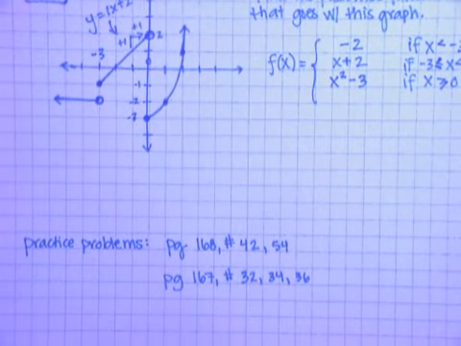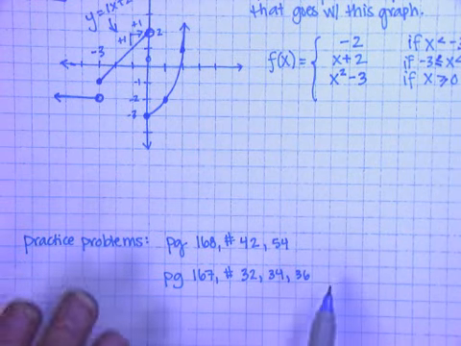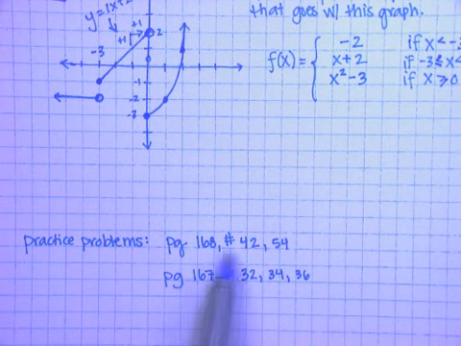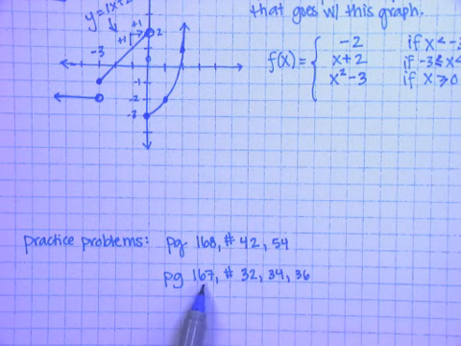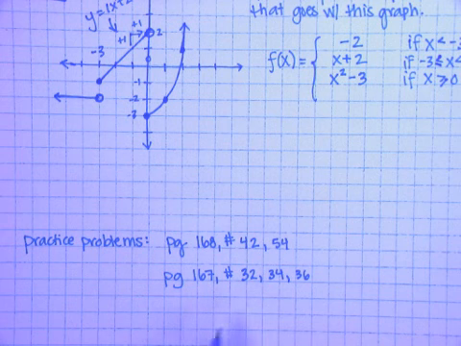All right, guys, for practice problems tonight, would you please, on this set of notes, do page 168, number 42, and number 54, and then do page 167, number 32, 34, and 36. Please make sure for these practice problems that you're writing down the original information, what's given in the textbook, and you're showing all of your work.